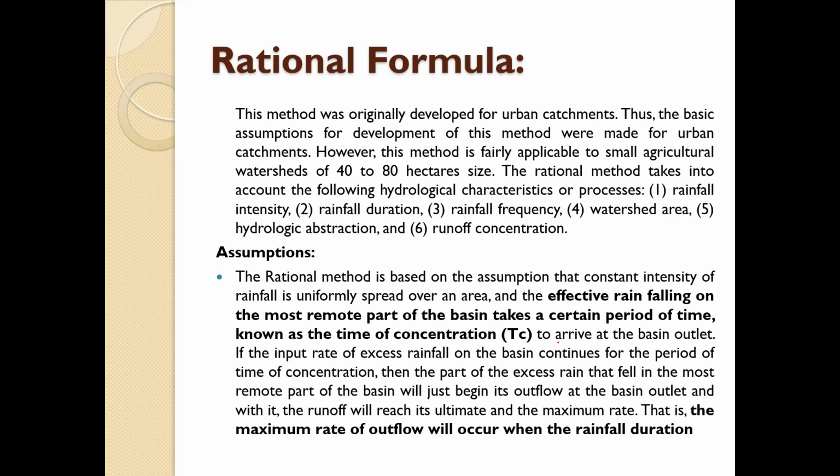The assumptions made for this method are that a constant intensity of rainfall is uniformly spread over an area. The effective rainfall on the most remote part of the basin takes a certain period of time, known as the time of concentration, to arrive at the basin outlet. If the input rate of excess rainfall continues for a period equal to the time of concentration, then the excess rainfall from the most remote part of the basin will just begin its outflow at the basin outlet, and with it the runoff will reach its ultimate and maximum rate.